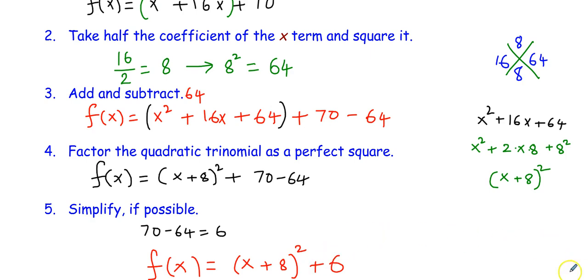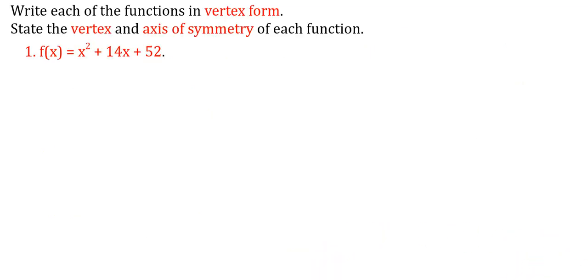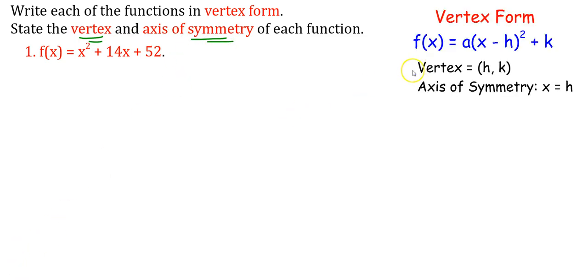Okay, now let us look at one or two examples. The first one here, you have f of x is equal to x square plus 14x plus 52. We have to find the vertex and the axis of symmetry. So this is the vertex form of a quadratic function. F of x is equal to a times x minus h whole square plus k. We are looking for the vertex. The vertex is h comma k. And the axis of symmetry is x equal to h.